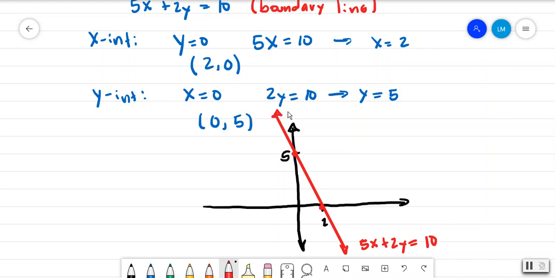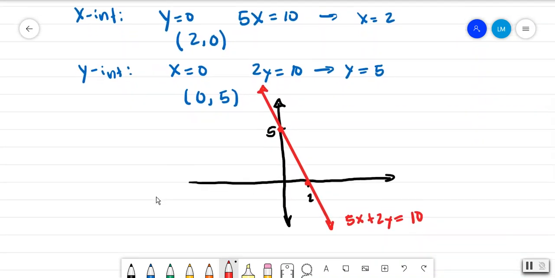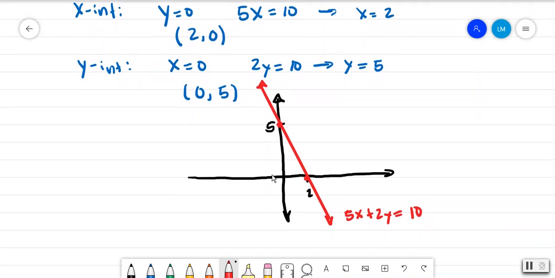But now the question becomes, how do we find the shaded region? To find the shaded region, normally you just need to pick a test point. You can pick a test point that's either above the line or below the line. As long as the origin is not contained in the line, we can use the origin to test the inequality. So we're going to test 0, 0.